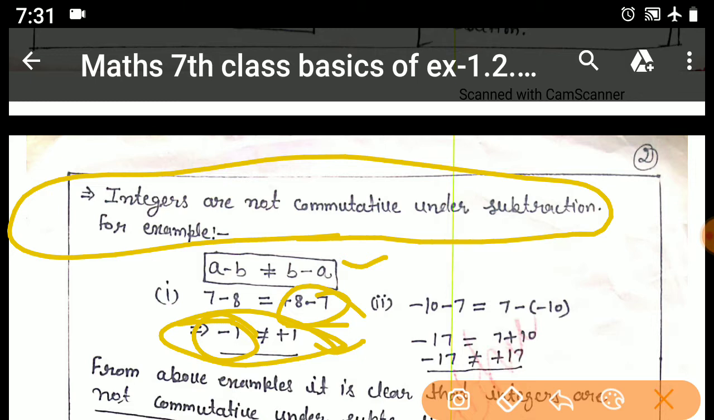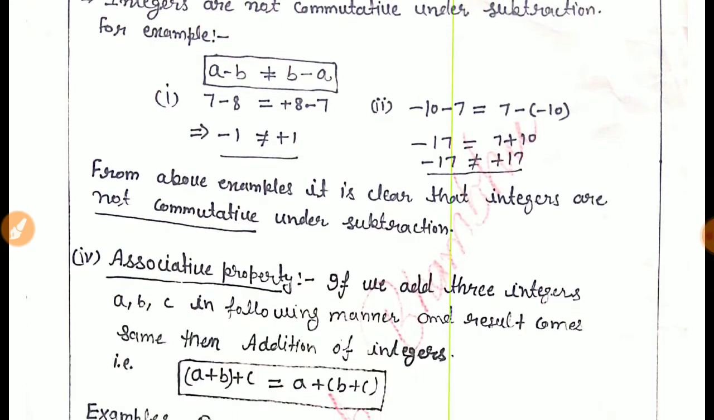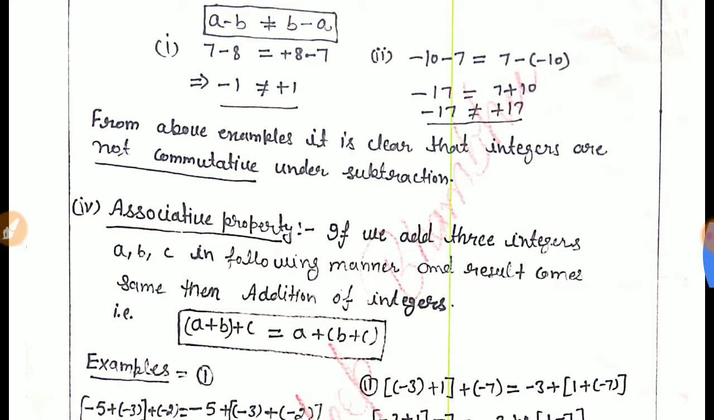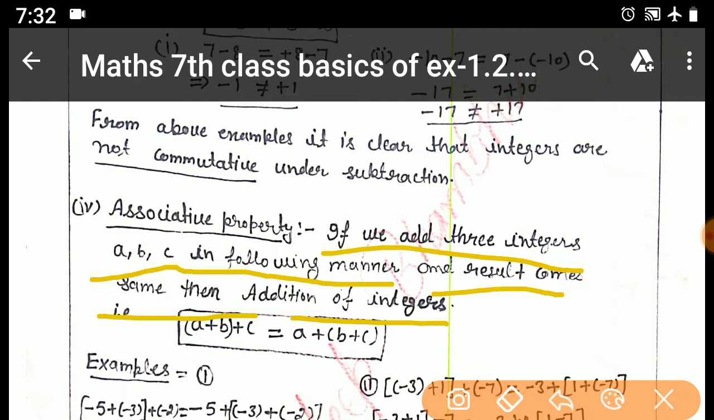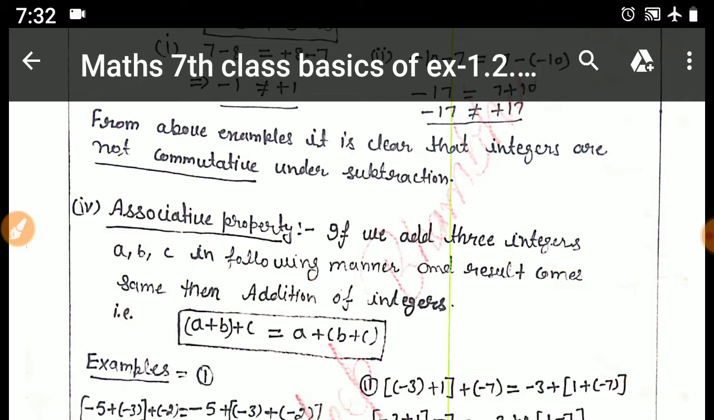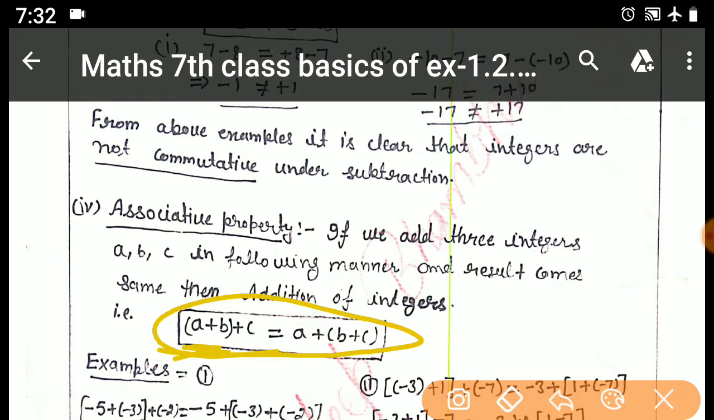Next, associative property. What is the associative property? Try to understand the concept. If we add three integers a, b, c in the following manner and the result comes the same, then addition of integers is associative. Try to memorize the concept. If we are adding a plus b and after that adding the result to c, and in the other case first adding b plus c and after that adding that result to a, and both the results are the same, then they satisfy the associative property.